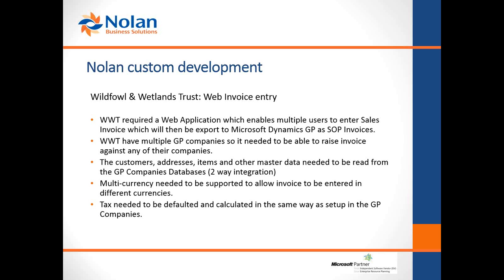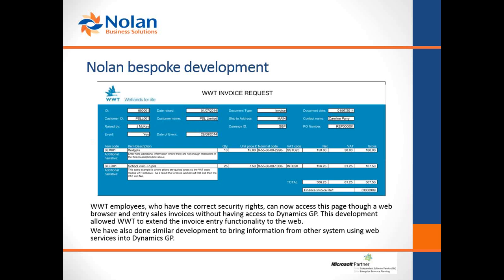The customers, addresses, items and other master data needed to be read from the GP company databases. Therefore, it required a two-way integration. They also had multi-currency, so they needed to be able to raise invoices in different currencies. The tax needed to be defaulted and calculated in the same way as it was set up in the GP companies.